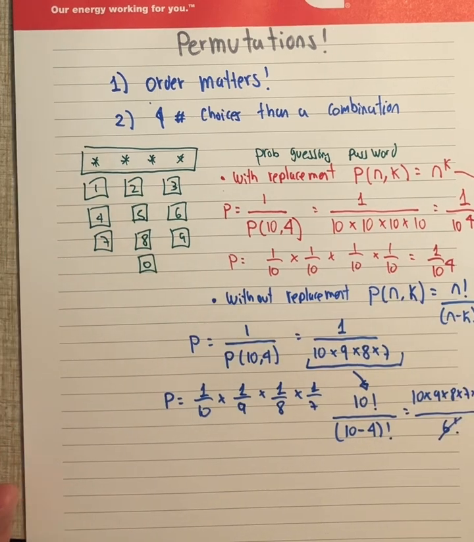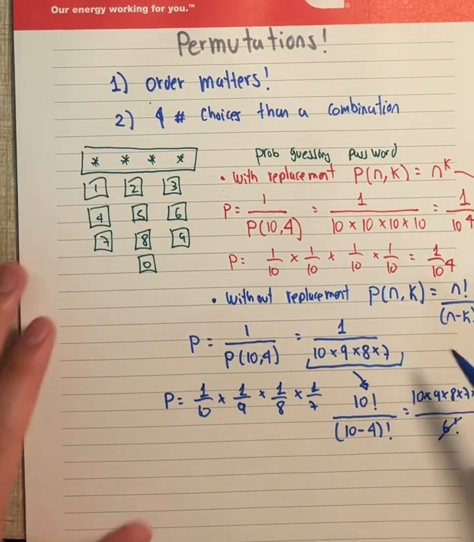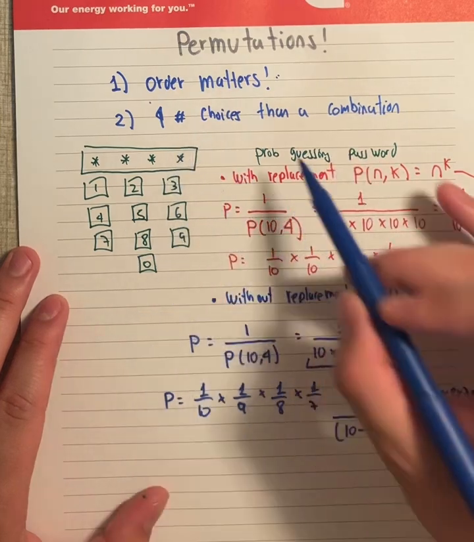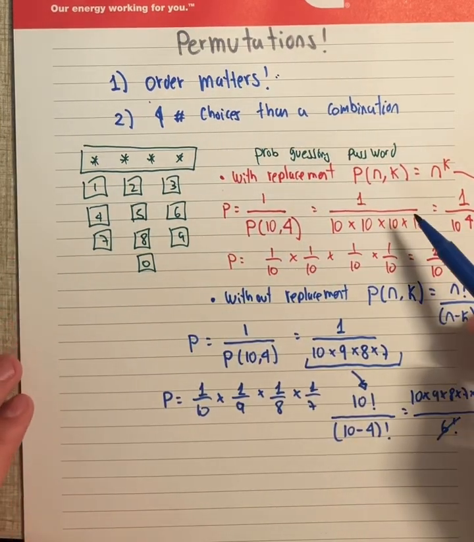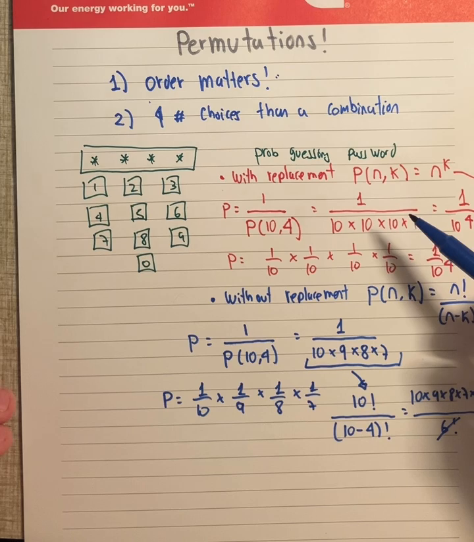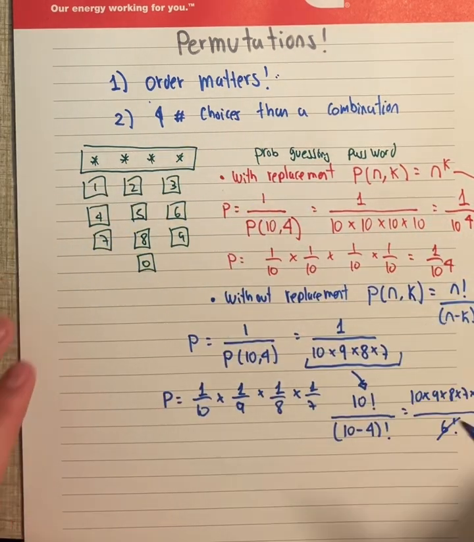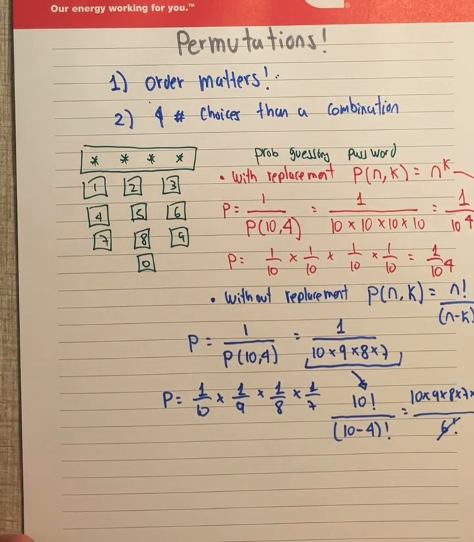So this is what it's all about with permutations. Always remember, order matters. You always are going to have more choices than a combination, right? And also it's important to remember that the PIN of your phone is a permutation, it's not a combination, right? That's the technicality of it.